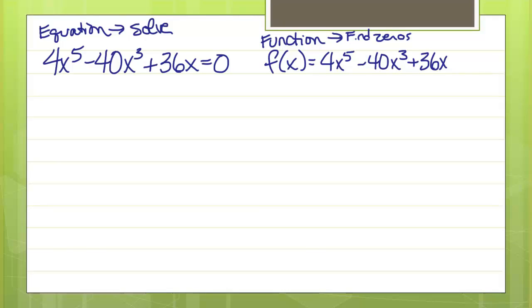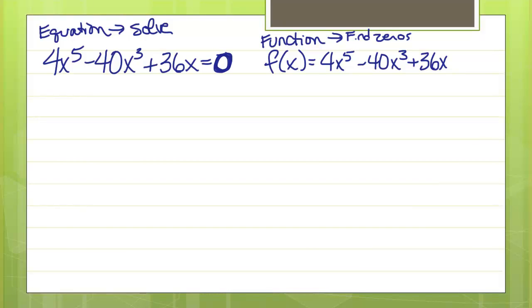All right, so here is a 5th degree polynomial equation, and I've got it written as an equation on the left, set equal to 0. It's in standard form on the left, and then it's equal to 0. And then on the right, I've got it written as a polynomial function. So the difference, we've got a 0 on one side of the equal sign, and we've got f of x on the other.